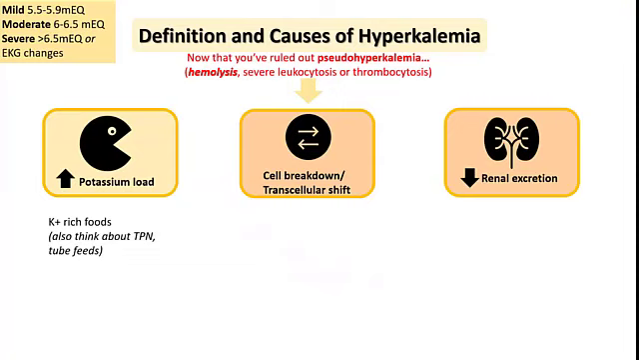Importantly, increased potassium load is often not enough just by itself to cause hyperkalemia. Your body is actually pretty good at regulating the potassium, and usually you have to have increased potassium load plus something else going on. This brings us to our second bucket, cell breakdown and transcellular shift. Anything that can cause cells to break down can lead to potassium spilling out of the cells. This could include things like rhabdomyolysis, tumor lysis syndrome, and systemic hemolysis.